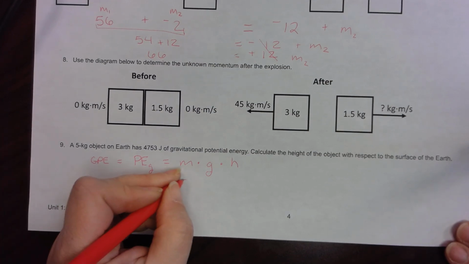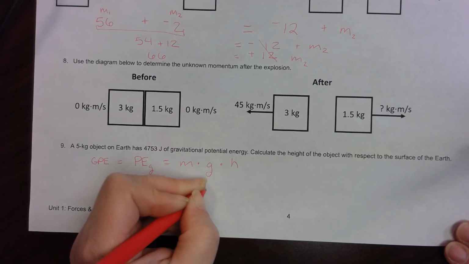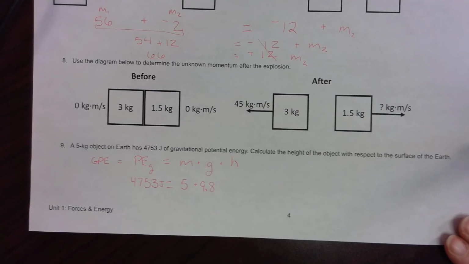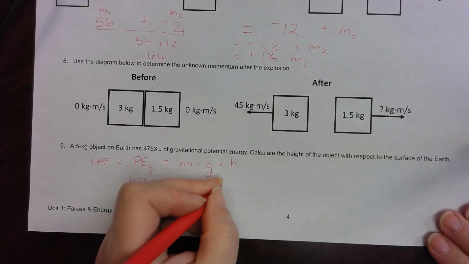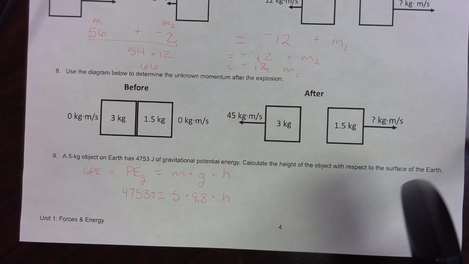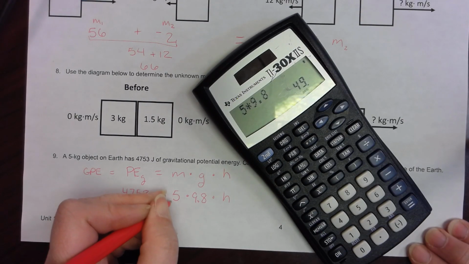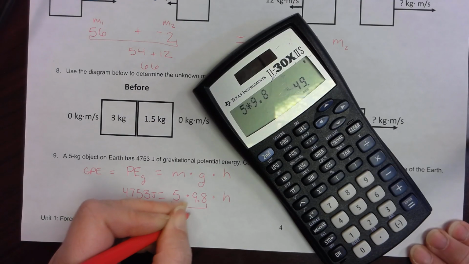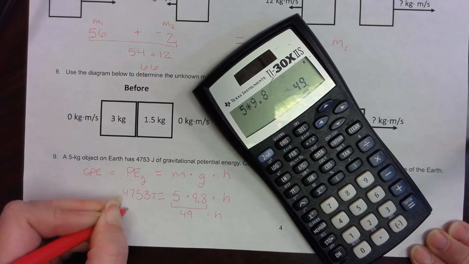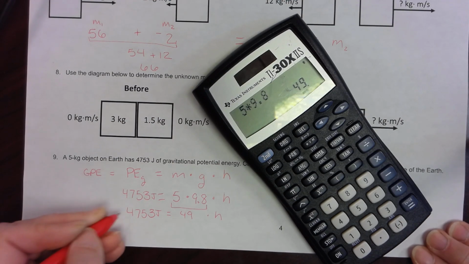We know that it is 5 kilograms. We know that the acceleration due to gravity is 9.8 here on Earth. But what we don't know is how high the object was lifted up to have that much energy. Oh, we can calculate that. All right, let's go ahead and magic a calculator. I have 49. 5 times 9.8 is 49 times H, 53 joules.